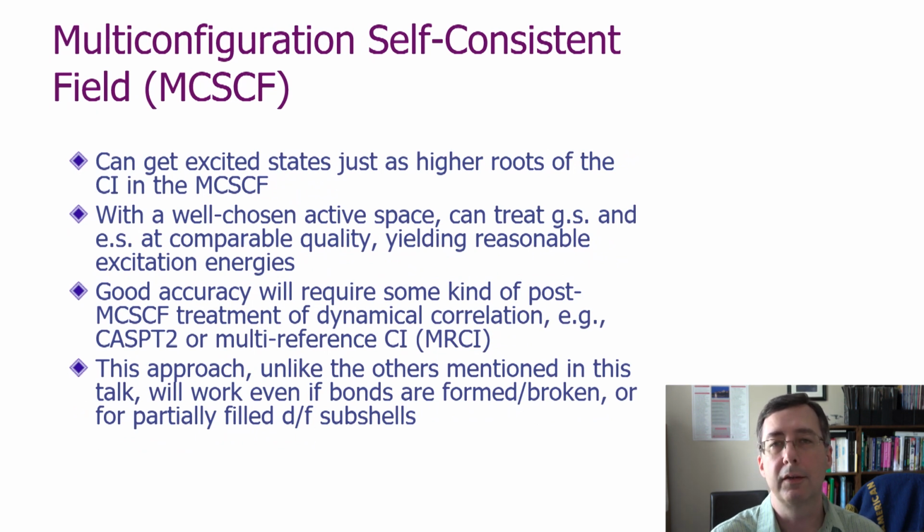Now, I did mention the excited states tend to be multi-configurational in nature, so can I use MCSCF or CASSCF? Sure, I can do that. I just get the excited states as higher roots of the CI when I do the MCSCF. If I have a good active space, I can treat ground states and excited states with similar quality. I can get decent results, but not very accurate results unless I include some treatment of dynamical correlation, which I don't have in plain MCSCF or CASSCF. So that would require me to do some kind of CASPT2 or multi-reference CI.